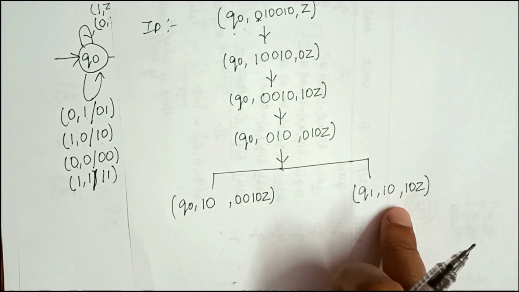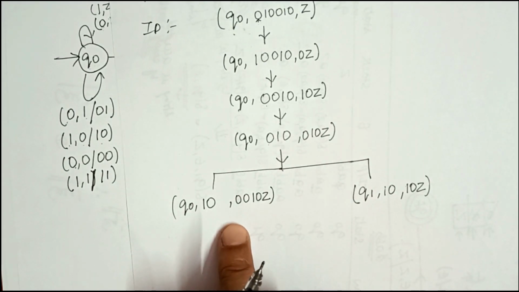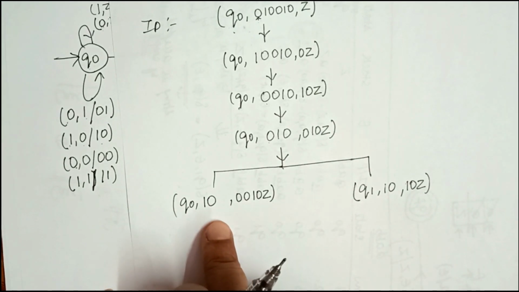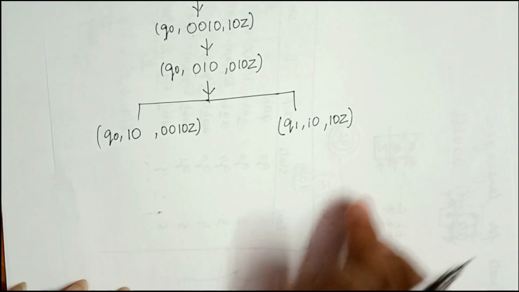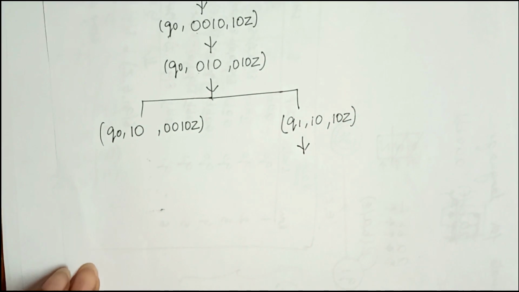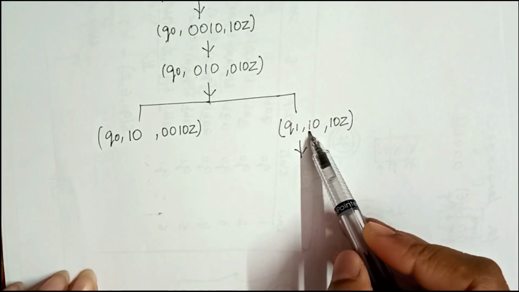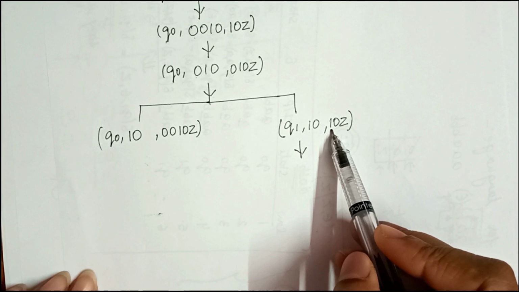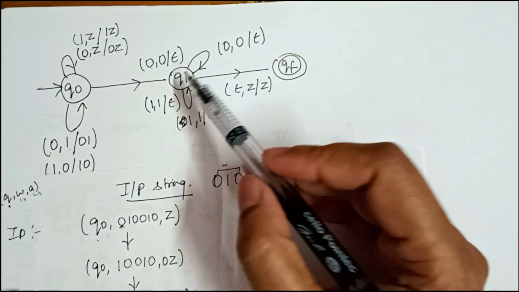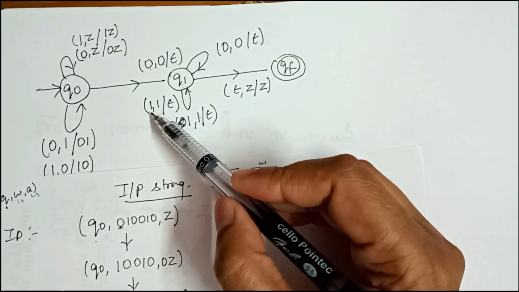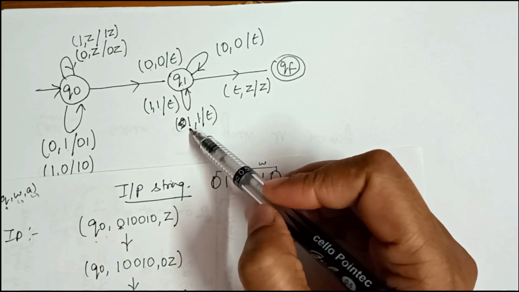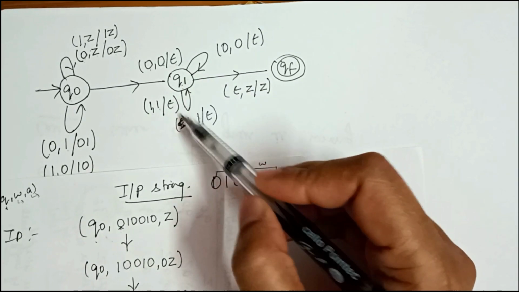So this is for case 1, and this is for case 2: when our guess is correct and when the guess is not correct. First we move this transition. We are on the Q1 state, the input symbol is 1 and the top of the stack is 1, so we pop it and remain in the same state Q1.